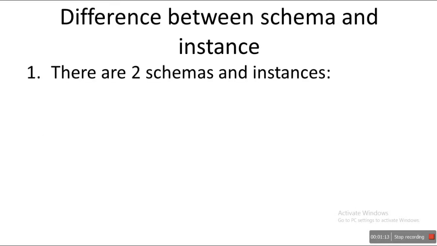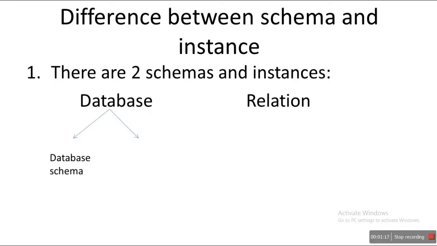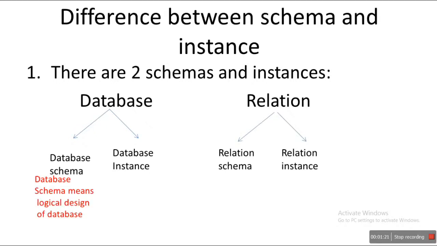Now there are two types of schemas and instances. First one is database schema and database instance. Now what is that? Basically, database schema is the logical design of the database. That is, what is the structure of the database, where the data is stored, how much data can be stored. All this information of the structure or the logical design of the database is called database schema.